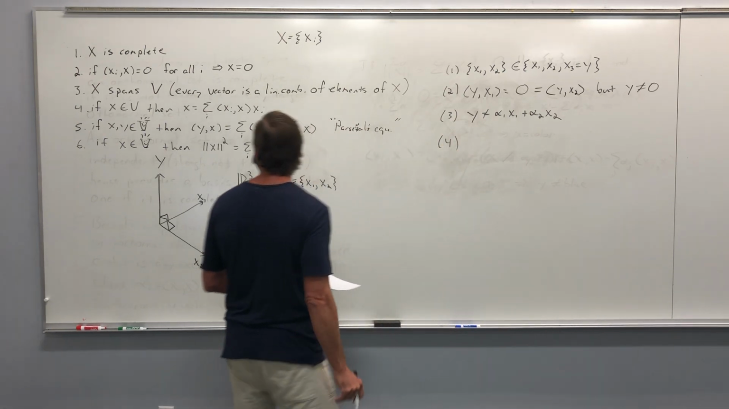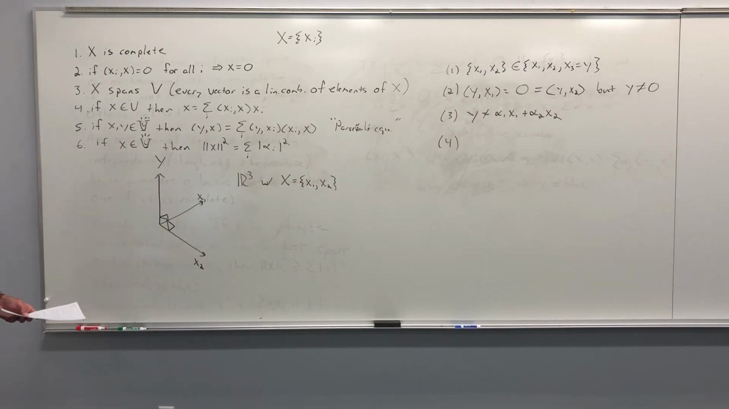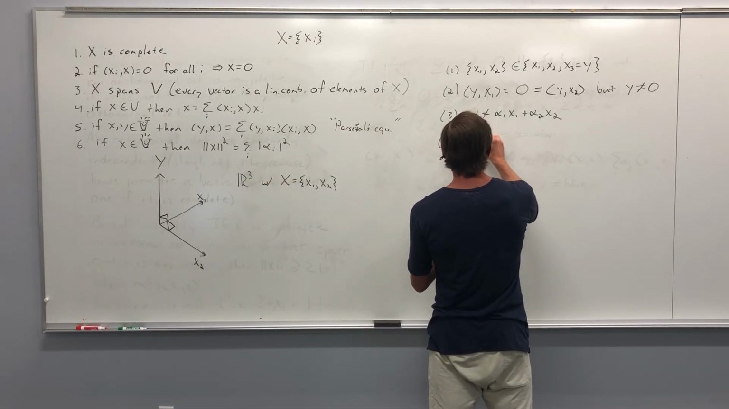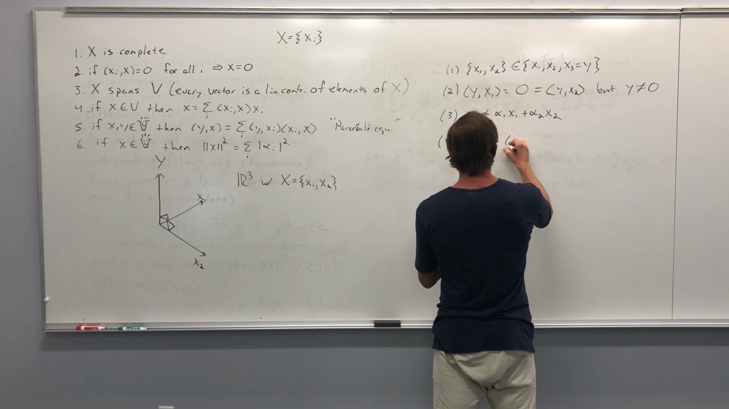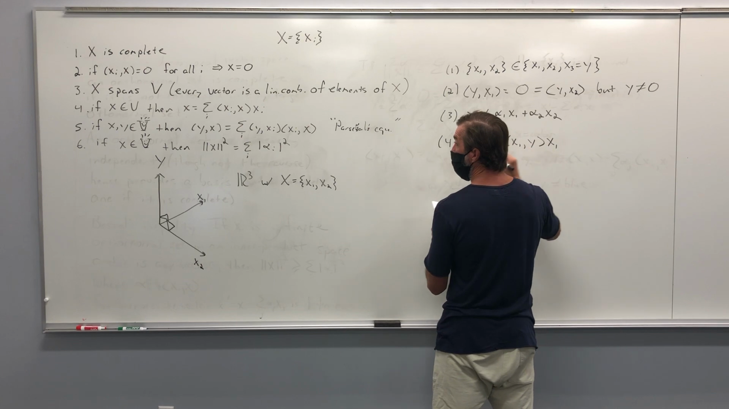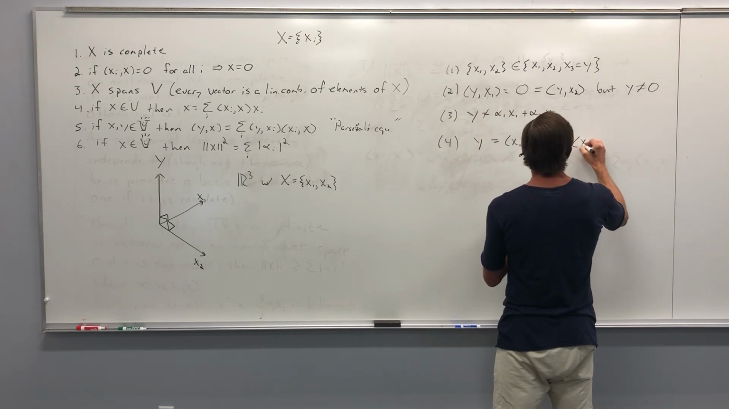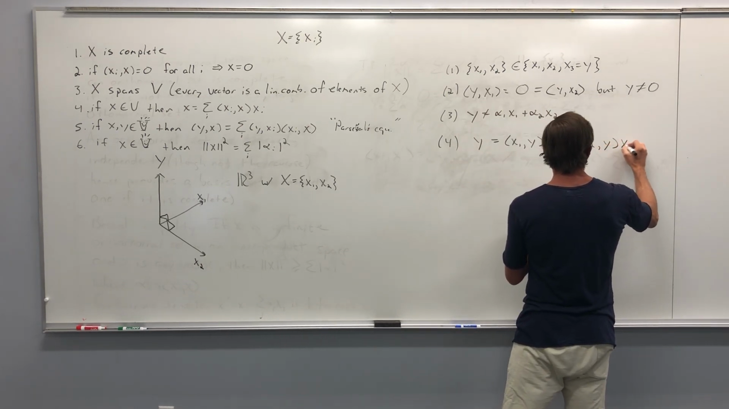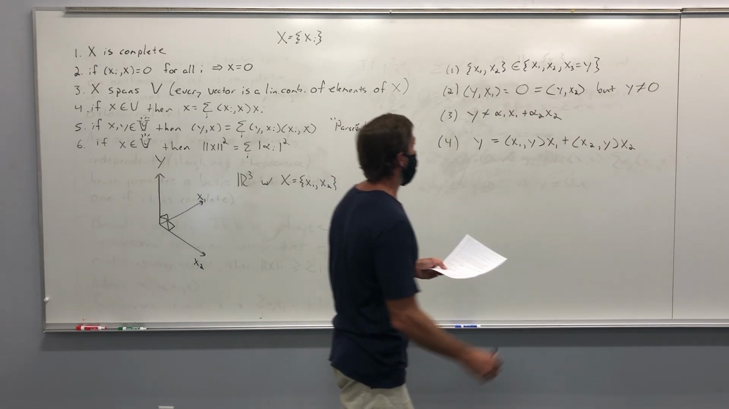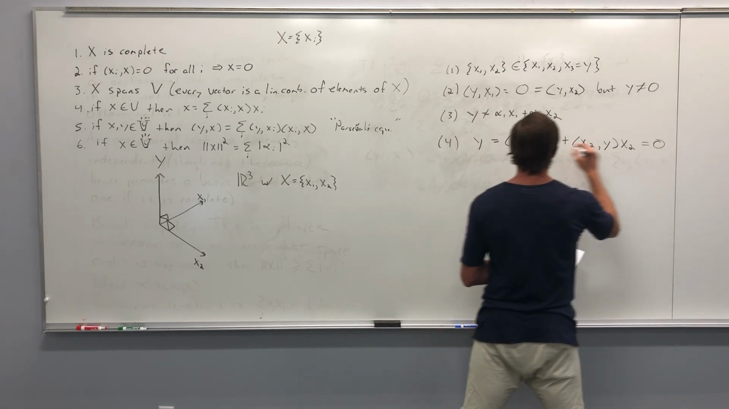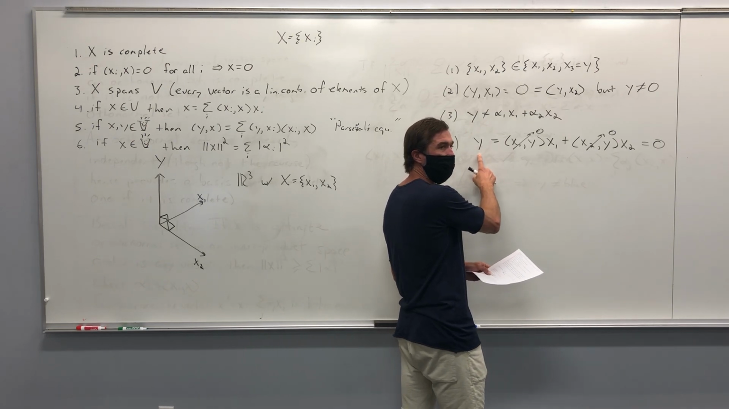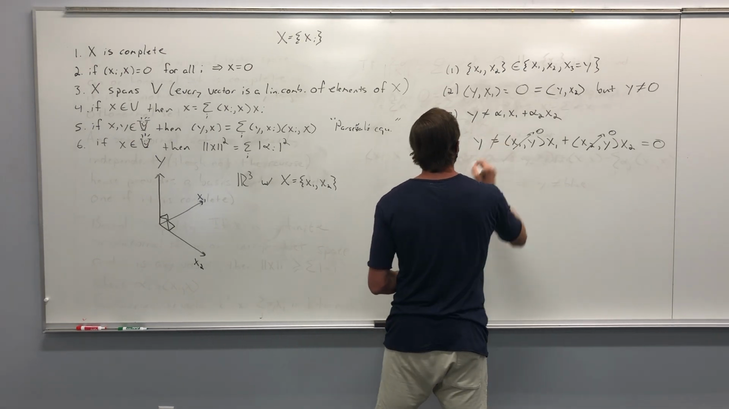So, 4. If x is in the span of the basis, then let's check this out. y equals x1 dot y times the basis x1 plus x2 dot y times the basis x2. That should be 0. That is 0, because each of these is 0. Is 0 equal to y? No. Okay? So that's not true.